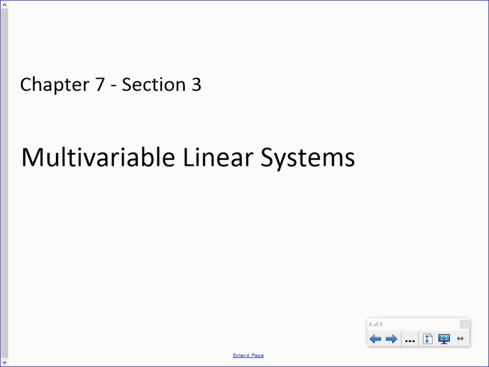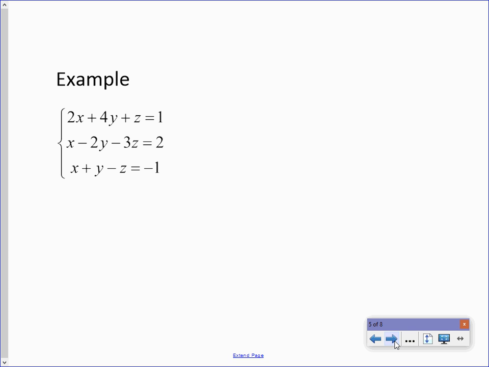Start with Chapter 7, Section 3, Multivariable Linear Systems. And this time we mean just basically more than two variables. So you saw some examples on your homework on that pink sheet that had three variables.